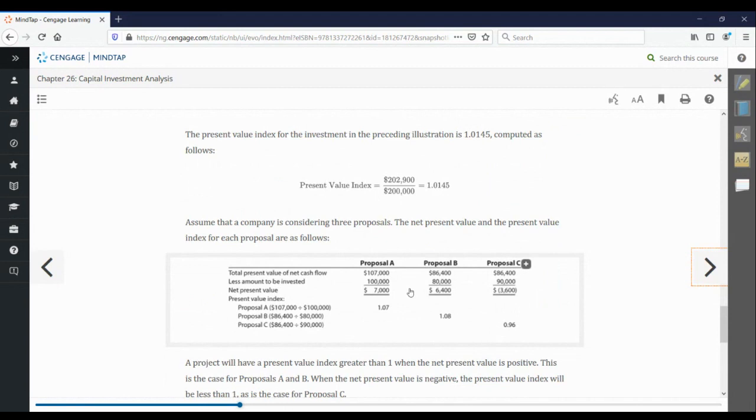So in the next example, they're giving you 3 different investments that this company could possibly invest in. They might want to invest in proposal A or proposal B or proposal C. So what they've done is they've determined the present value of the cash flows for each one of these investments.